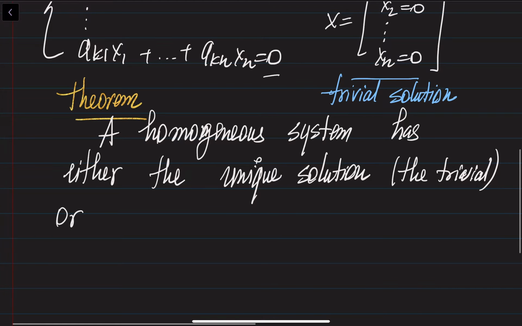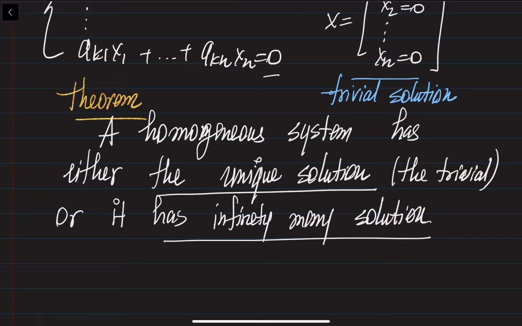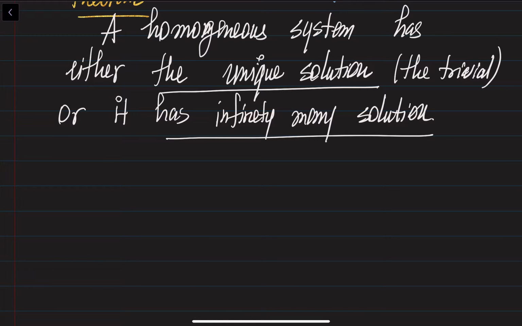Or it has infinitely many solutions. Okay, there is no other case. So either it has just a trivial solution or infinitely many solutions. If a homogeneous system of linear equations has a non-trivial solution, then it is going to have infinitely many solutions. So let's try to prove this theorem. And then we're going to do an example, to try to understand what it implies.